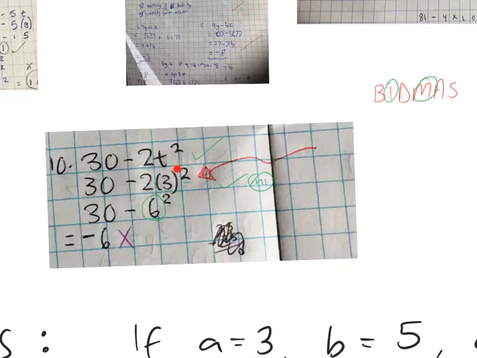So I need to be doing 3 squared before I do 2 times 3. They've done 2 times 3 is 6 and then squared it. Okay? So it needs to be 3 squared first. So what this person should have written was 30 take away 2 brackets 9. 30 take away 18. And then the answer would have been 12.